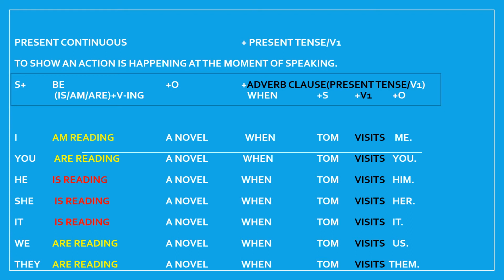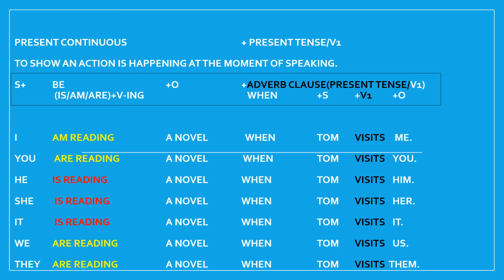I am reading a novel. I is the subject, am is a verb to be, reading is a verb ing, a novel is the object. This is present continuous sentence. Okay? Now, you are reading a novel. Present continuous also. He is reading a novel.